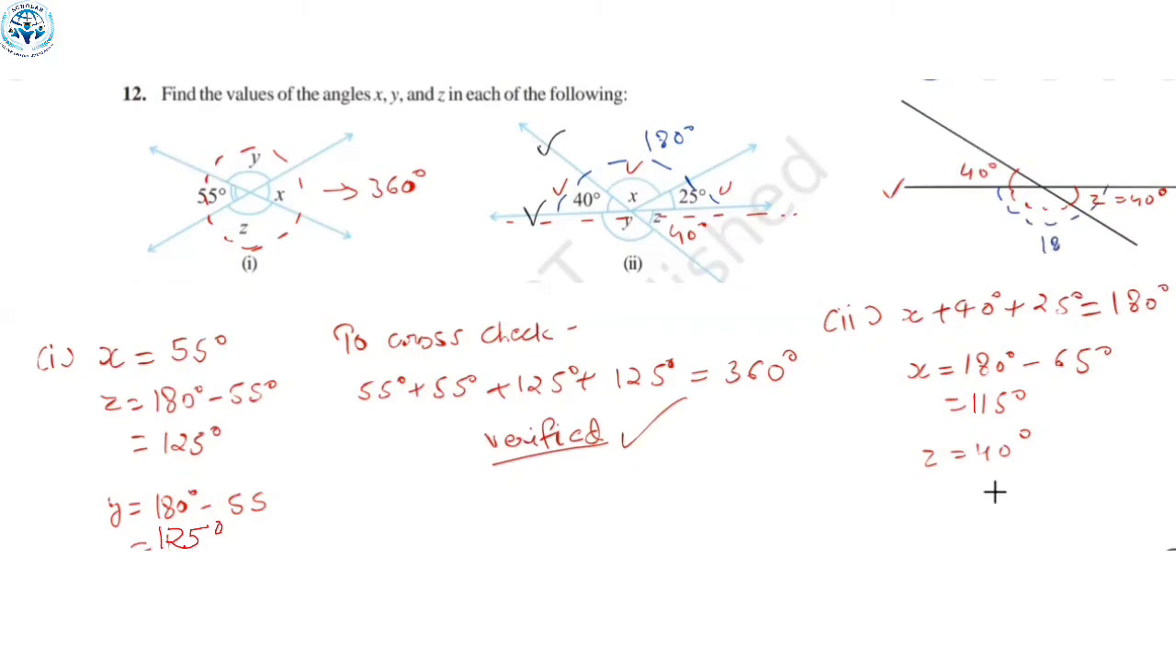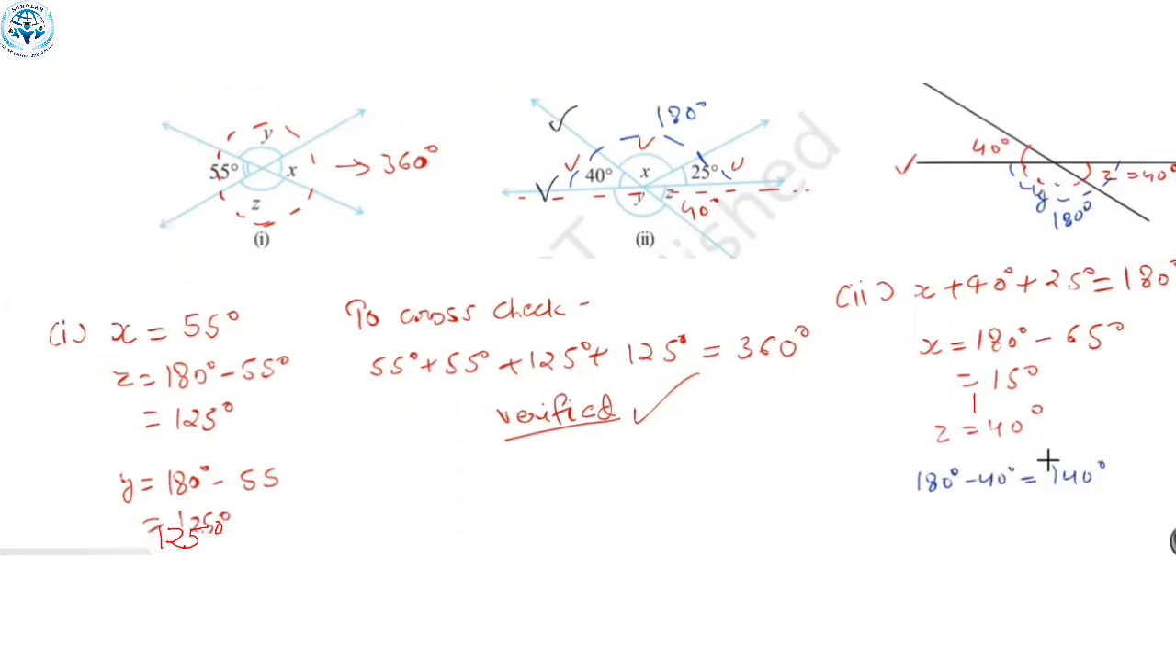This is a straight line, so this angle will be of 180 degree. So we will subtract 40 degree from 180 degree and we will get the value of y as 140 degree. So the question is solved.